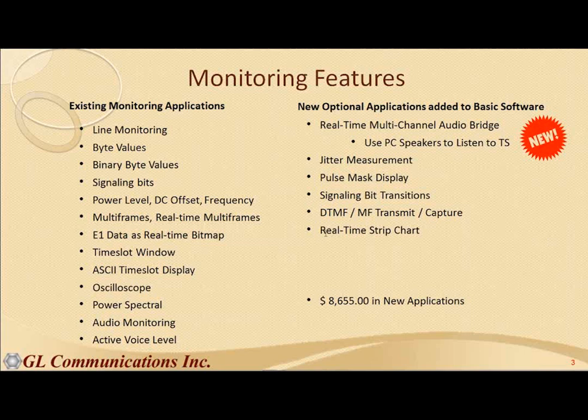Yeah. So real-time strip chart is another feature that we had as optional that's now been included. We'll talk about that as well. Those are the monitoring applications that we've added: jitter measurement, pulse mask measurement, the signaling bit transmissions, and the DTMF capability being the most important. Those are all now part of the basic. If you add up all of these new features, our normal cost for all of those was $8,655, but now they've all been included with the basic software.